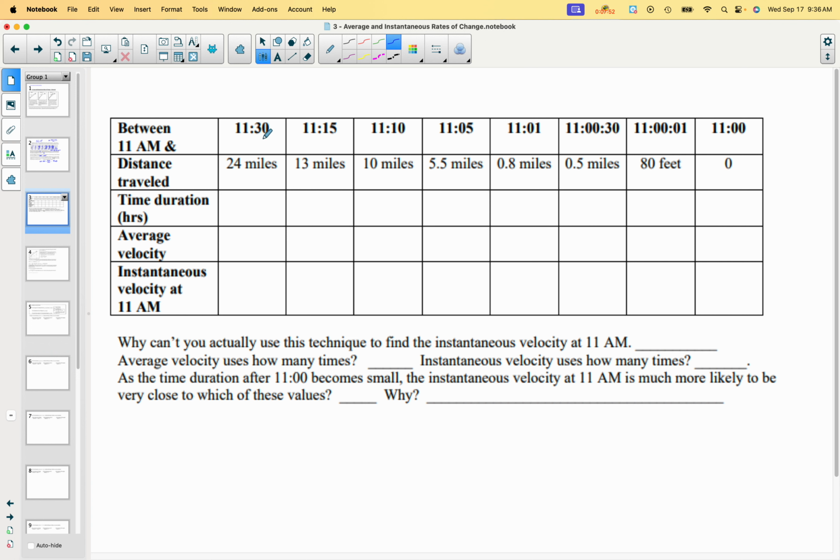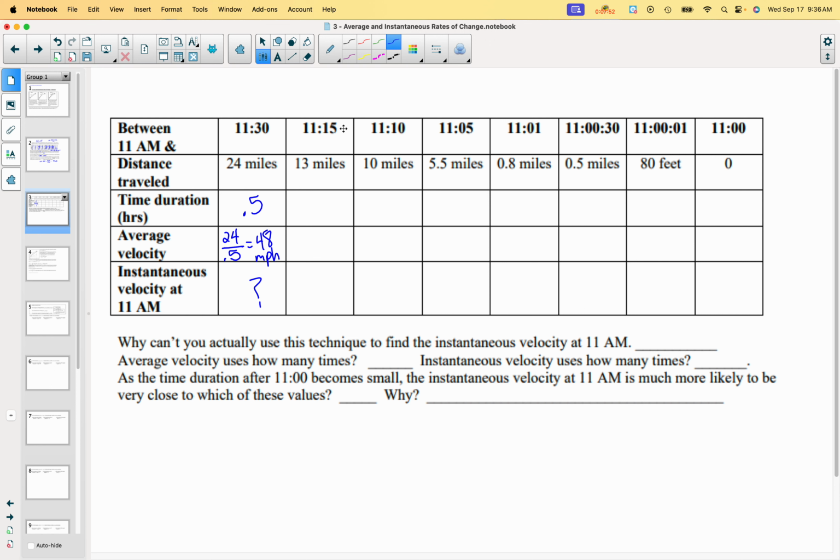So at 11:30, we've gone a distance of 24 miles. Well, from 11, that's a half an hour, so 0.5 hours. So if we want to find our average velocity, we take our total distance, divide by our total time. When you divide by a half, it's the same as multiplying by the reciprocal, so we end up with 48 miles per hour. And we don't know the instantaneous velocity because we don't know if that's a good estimate or not.